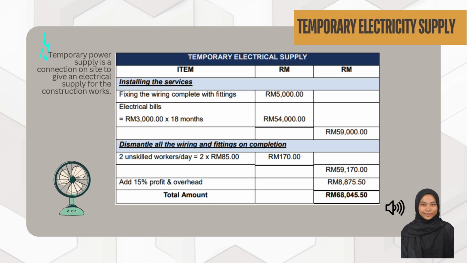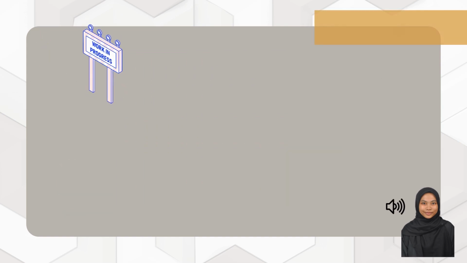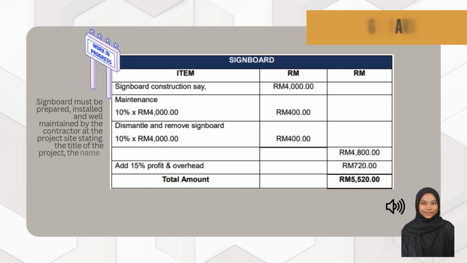For this element, it is divided into two parts, which is installing the services fees and dismantle all the wirings and fittings on completion. The total amount for temporary electrical supply is 68,045 ringgit and 50 cents. The next one is signboard.